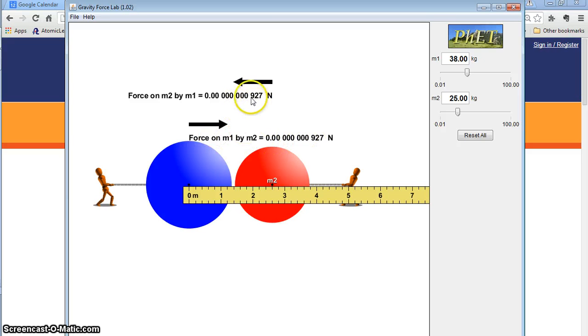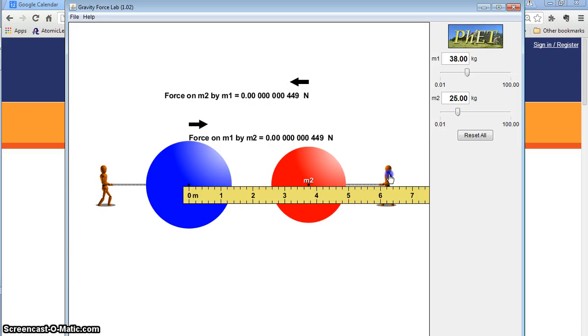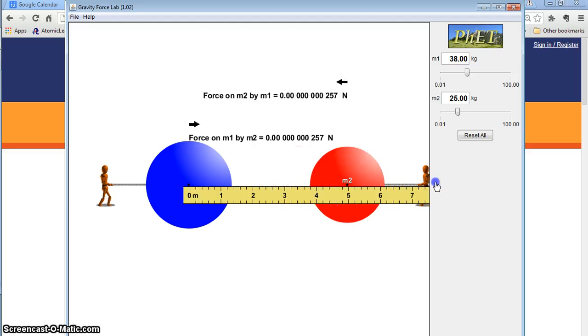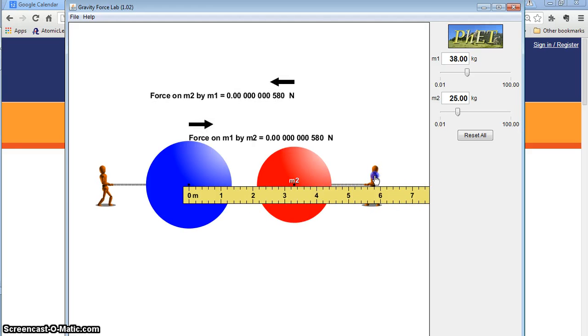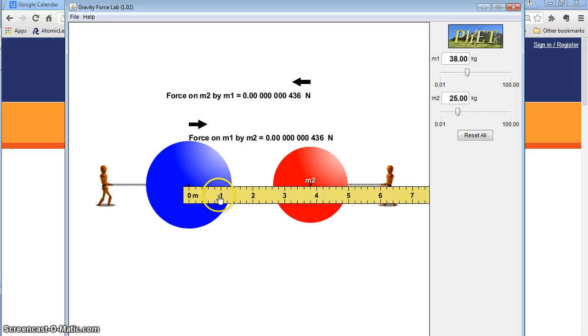Notice the forces here are the same, but they're in opposite directions. You should think about why that is. Okay. And you can see the forces getting less as you move further and further away. So make sure you get 6 data points for this. So it's going to be that force compared to the distance away.